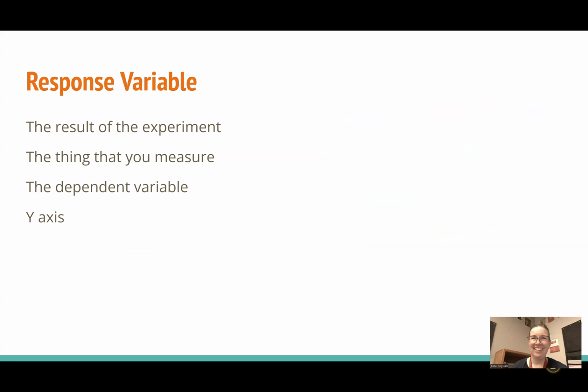So in our example experiment, because we all came up with this together, the dependent variable would be how much weight registers on the scale that you use either at the top of Mount Everest versus the bottom of Death Valley. So mass would be our explanatory variable, weight would be our dependent or response variable.